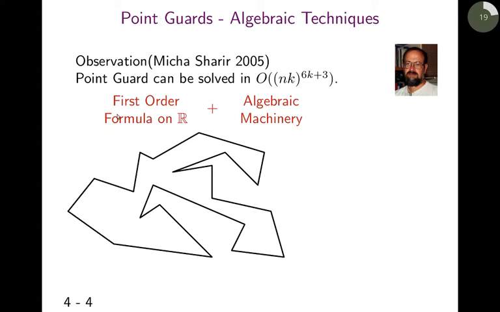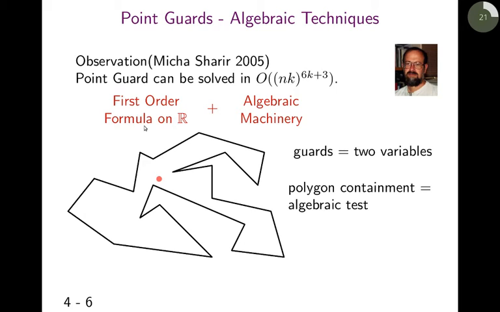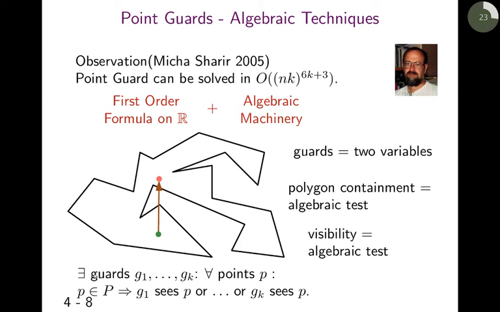So let's see how he does this. If you have a guard, you can represent it by 2 variables, and if you want to ask is the guard inside the polygon, you can ask is it in one of the triangles, and triangle containment is an algebraic test. Visibility, can this point see this point, is also an algebraic test. You ask is this segment crossing one of the other segments. And then the whole formula looks like this. Does there exist G1 to Gk such that for every point, if the point is inside, then it's seen by one of the Gi. And then, okay, you apply the theorem.